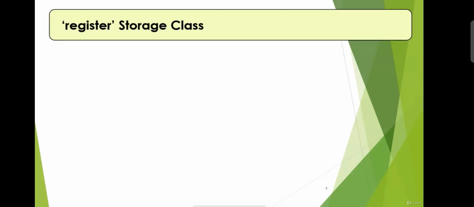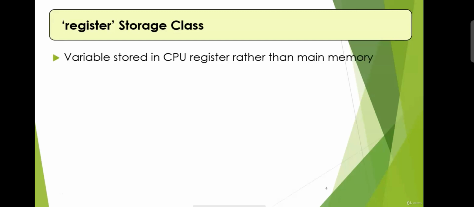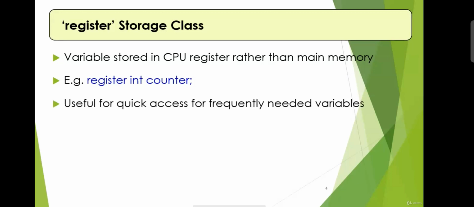Let's discuss the second storage class, that is a register. In register storage class, variables are stored in CPU register rather than main memory. For example, register is the keyword, int counter. Register storage class is particularly useful when we want to have the quick access for frequently required variables.